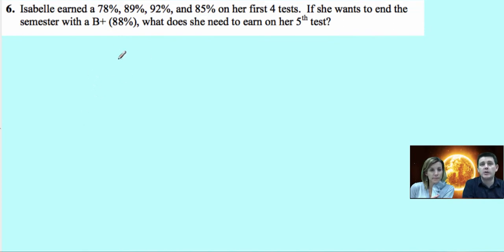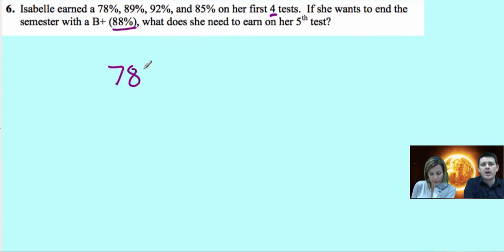Now, I've done this kind of problem 1,000 times myself. When I was in school, I always wanted to figure out what I needed to do on that last test to keep the grade I wanted in class. This one said Isabel earned a 78%, an 89, a 92, an 85 on her first 4 tests. If she wants to end the semester with an average of an 88, a B+, what does she need to get on her 5th test?